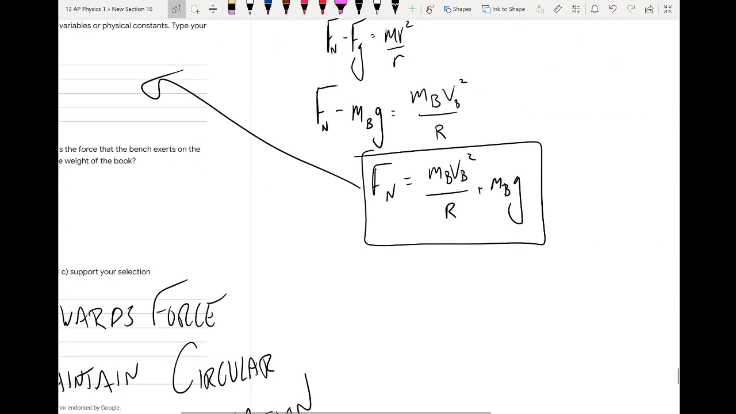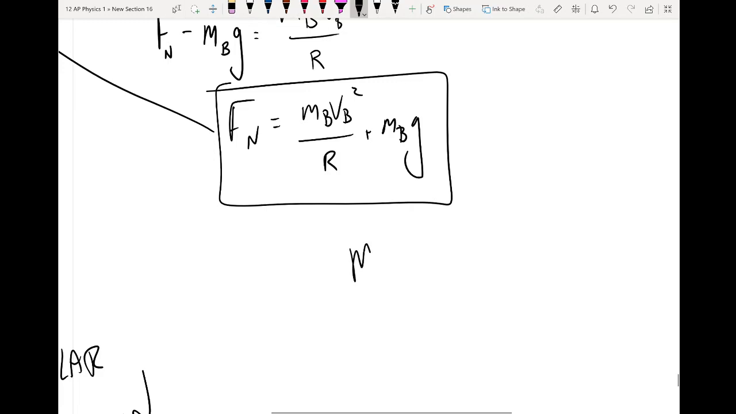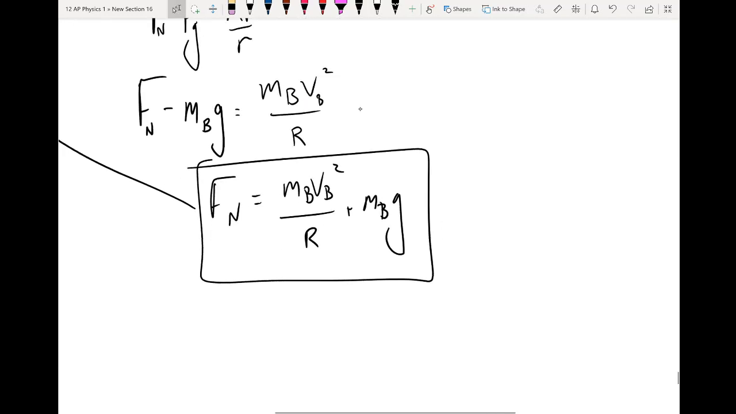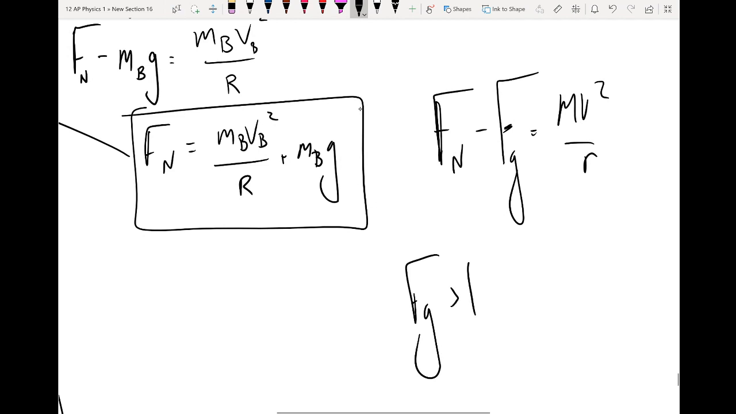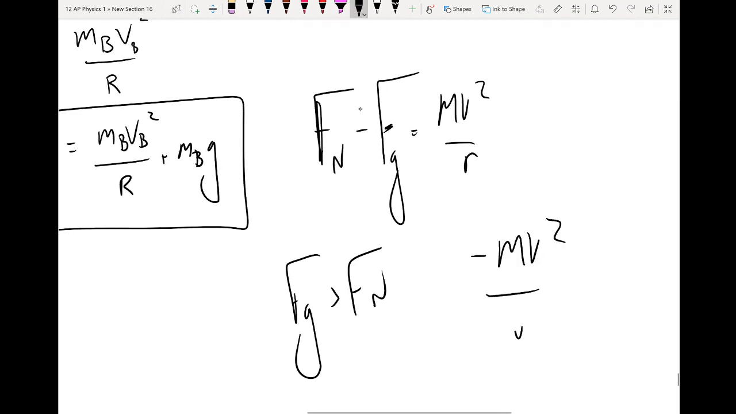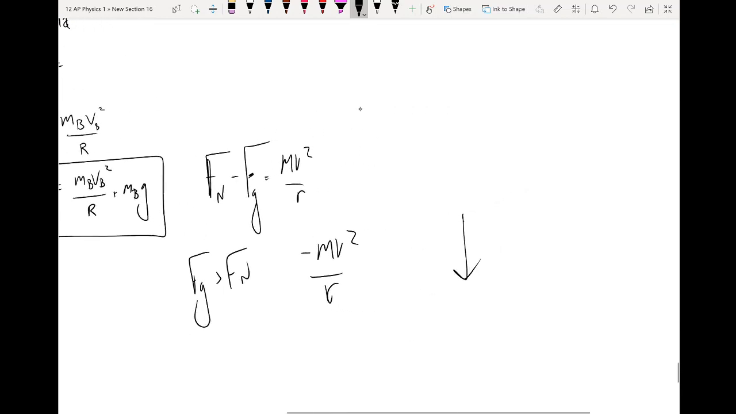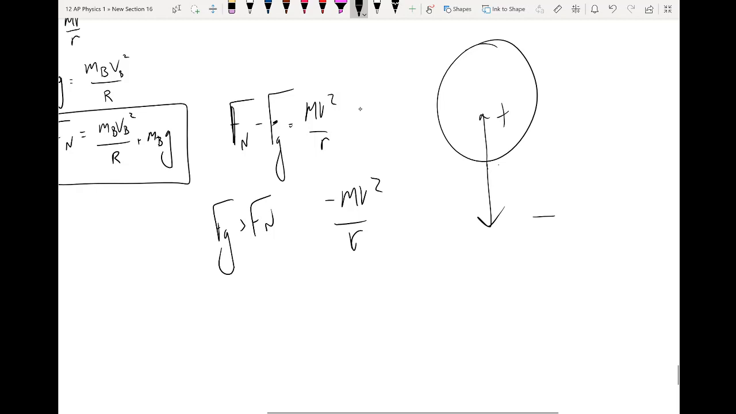If we're looking at this over here, first we started with F_N minus F_g is equal to m v squared over r. If F_g was greater than F_N, then this m v squared over r would be a negative quantity, which means it would be accelerating in what we're calling the negative direction, which would be outwards, away from the middle of our circle. That's negative, and we said that inwards is positive. So if F_g was greater, we would have a net force that is outwards, away from the middle of our circle, which would not be conducive to us traveling in this circular path.